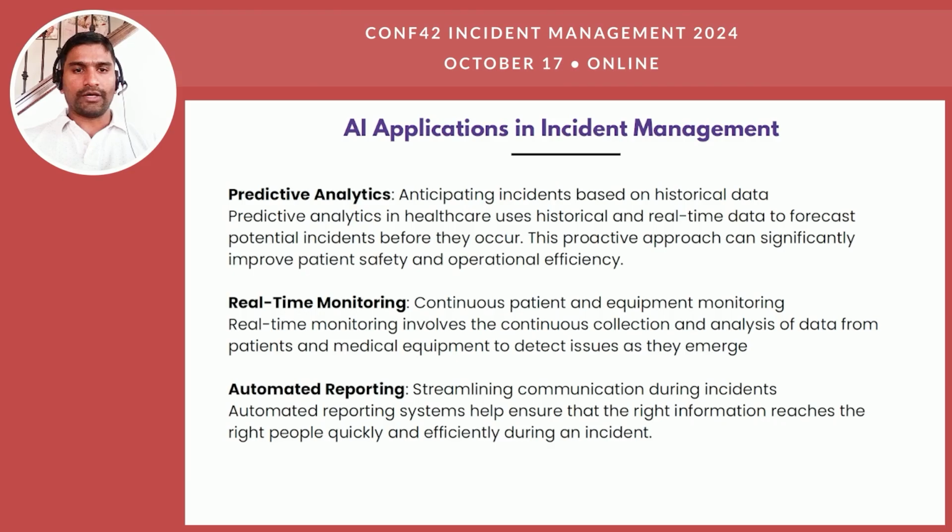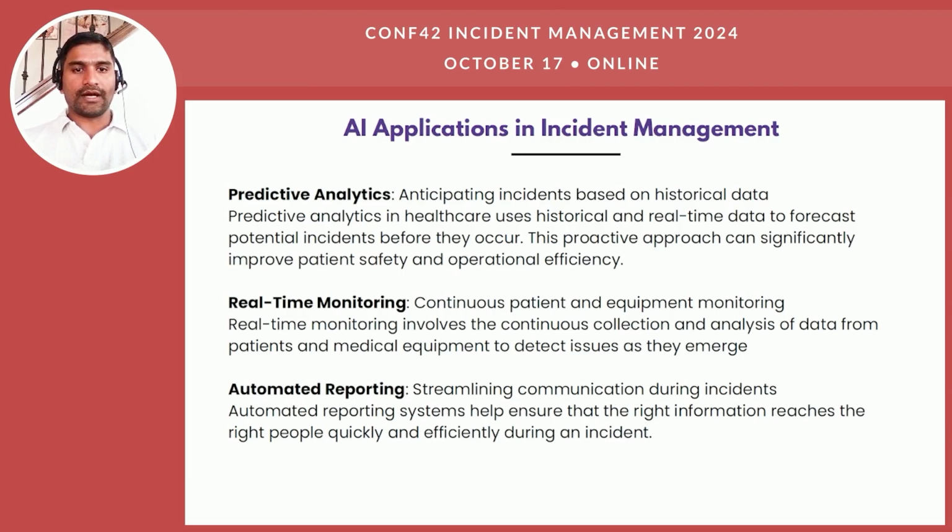Moving on to real-time monitoring, it involves the continuous collection and analysis of data from patients and medical equipment. This can include vital signs, lab results, and the operational status of medical devices. AI algorithms analyze this data to detect issues as they emerge. The benefits could include immediate issue detection, enhanced equipment performance, and data-driven decisions.